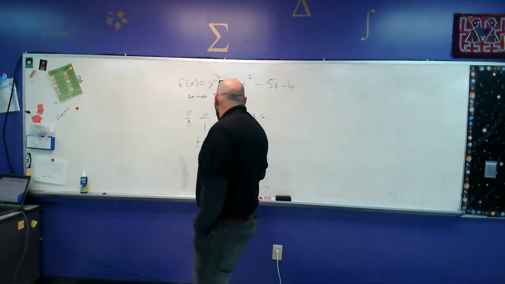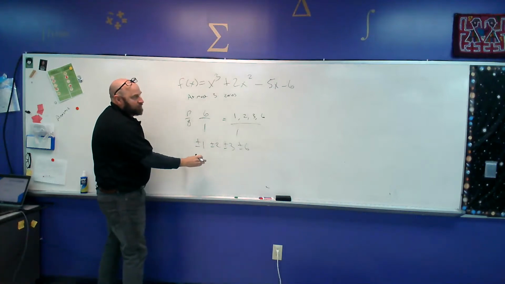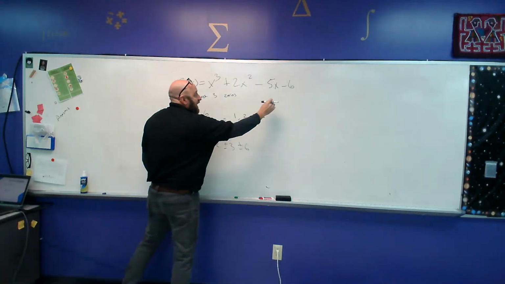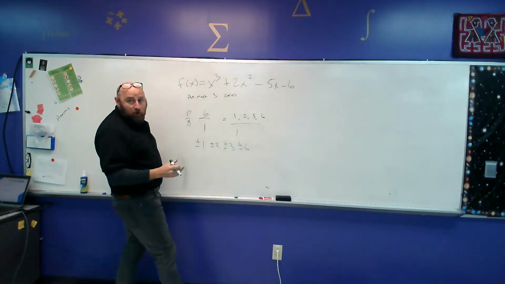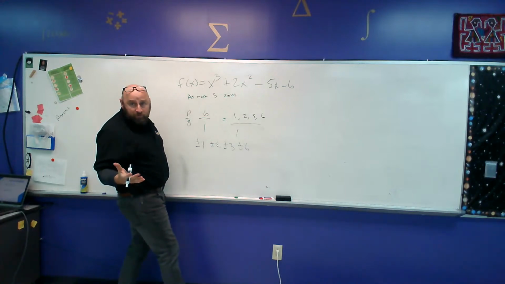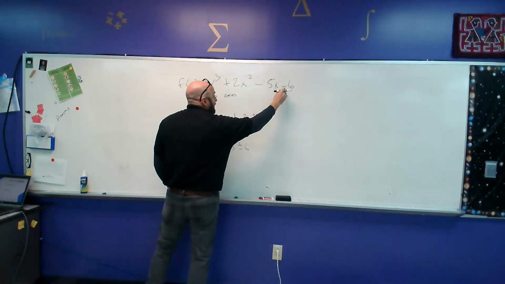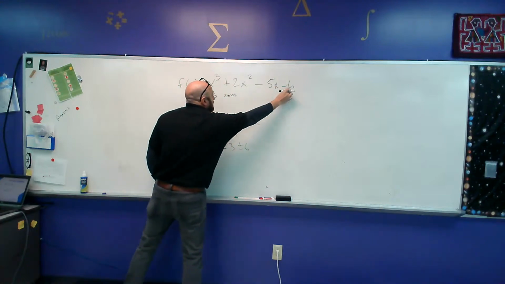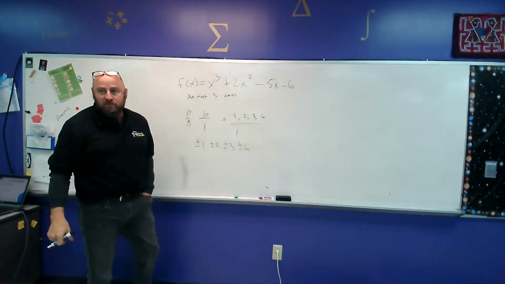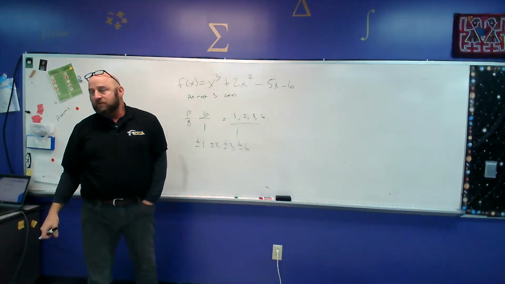So that's why these factors work, because you know that if it's going to be a zero, it's got to have no remainder. So that means it's got to be a factor of these two things, the constant and the leading coefficient.